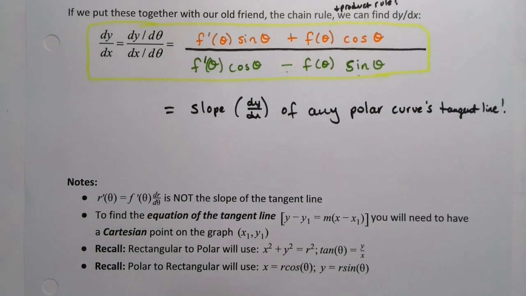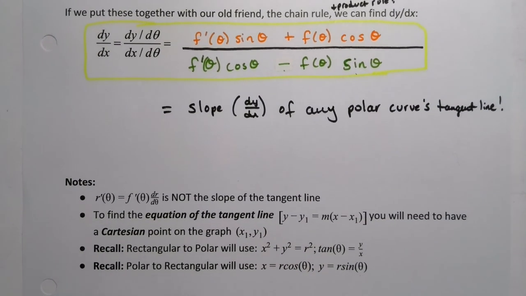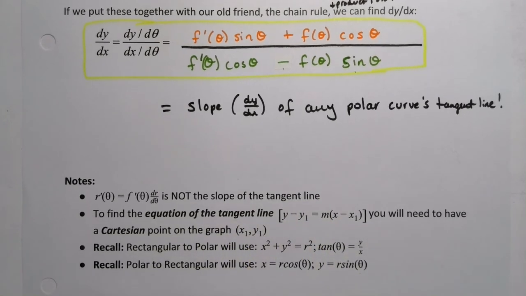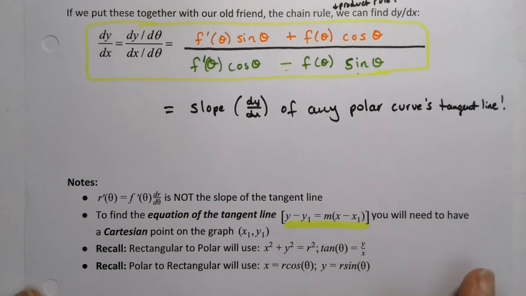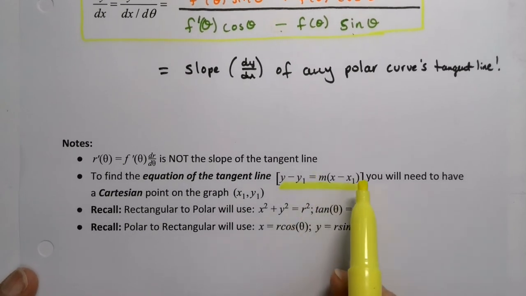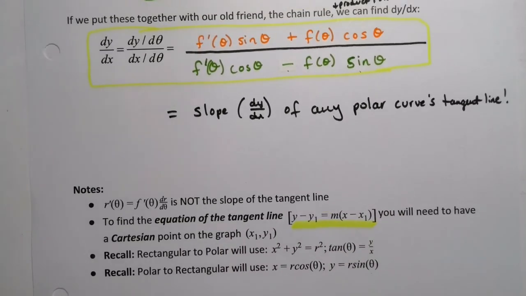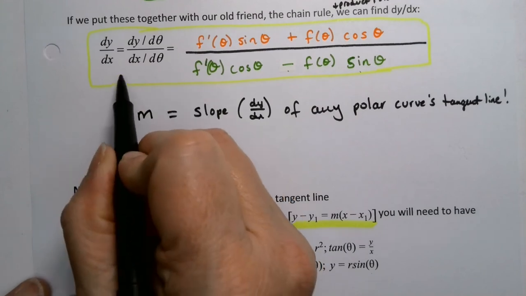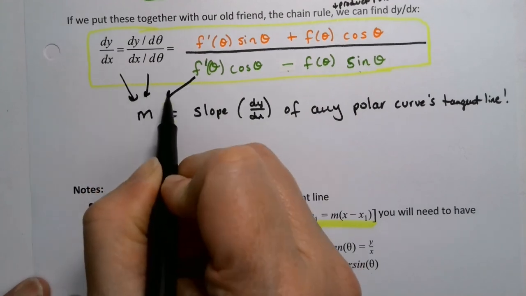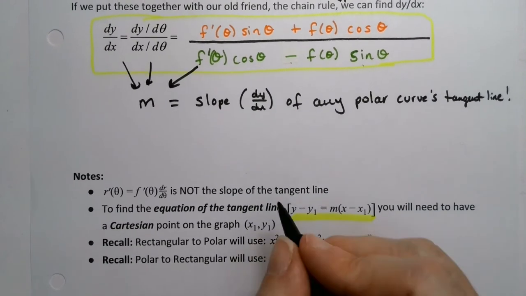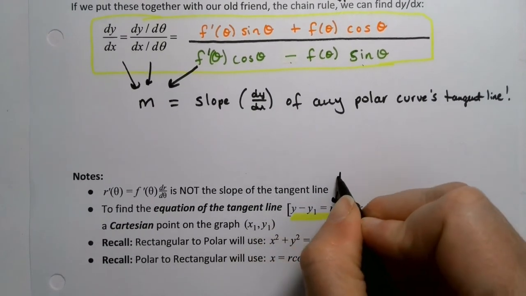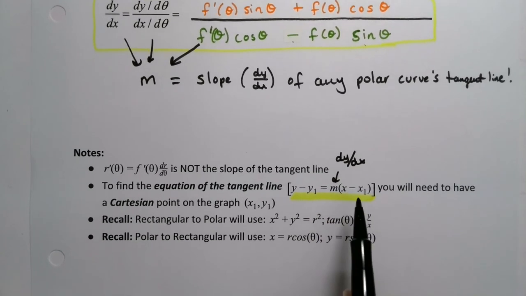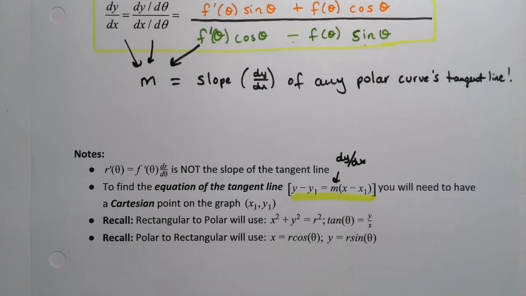There's no avoiding it. To find the equation of the line, you would need a Cartesian point on the graph, because the equation of a line, this is point slope form: y minus y1 equals m times x minus x1. So this is going to get you slope, right? This is going to be m. These parts, they're all the slope. So that right there will be your dy/dx. That'll get you the m part, but in order to find the rest of it, you're going to need x1 and y1, some Cartesian point.